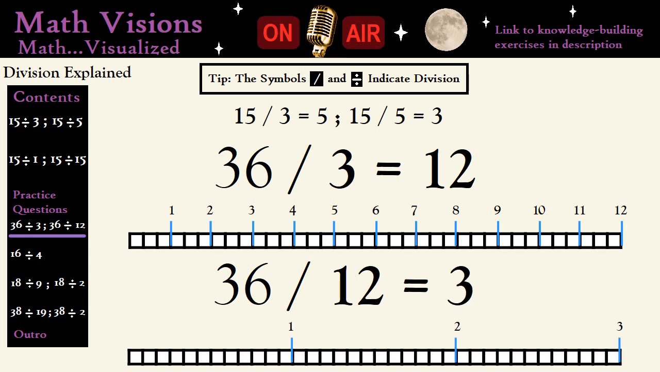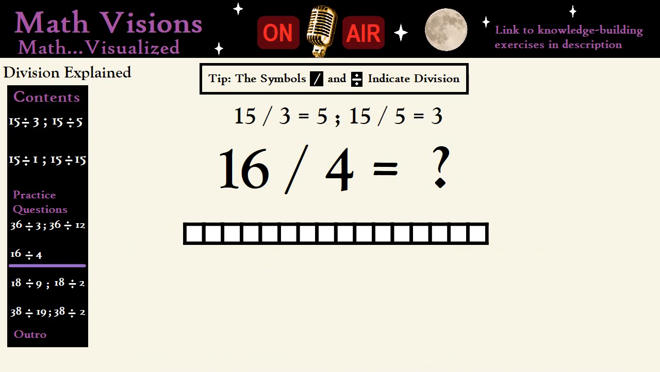Let's do another one. 16 divided by 4. I've drawn a line of 16 squares. If you count groups of 4, how many groups do you get? If you counted 4 groups, you're right. Since dividing 16 by 4 equals 4, this means that 4 is the square root of 16. I have a couple more to show you.